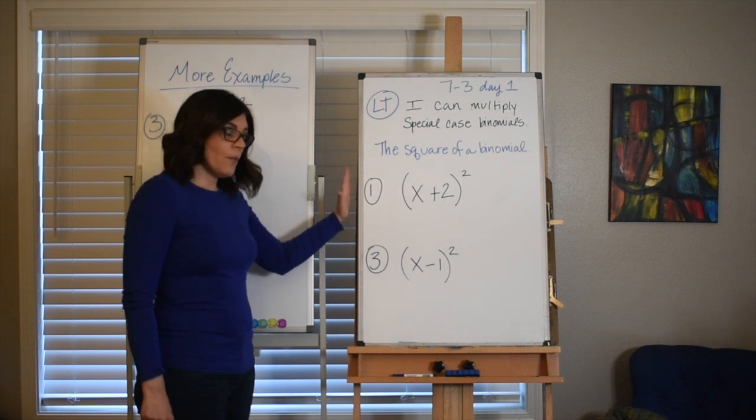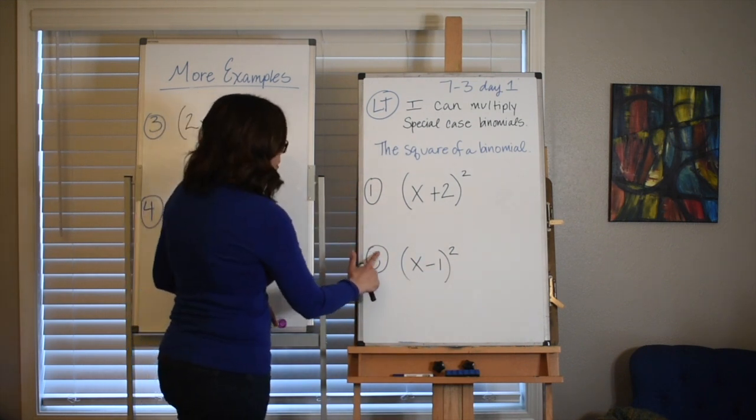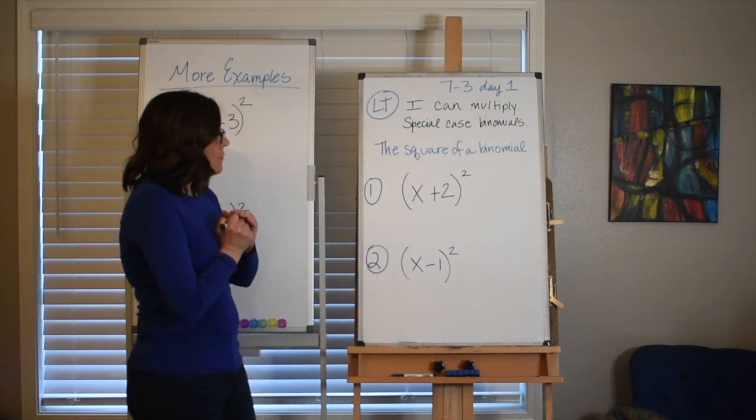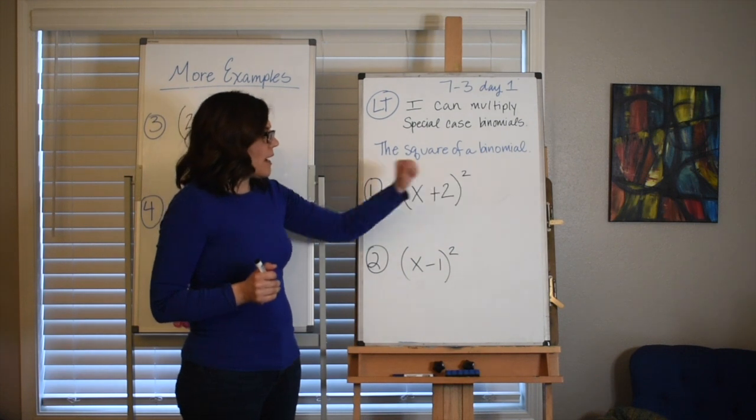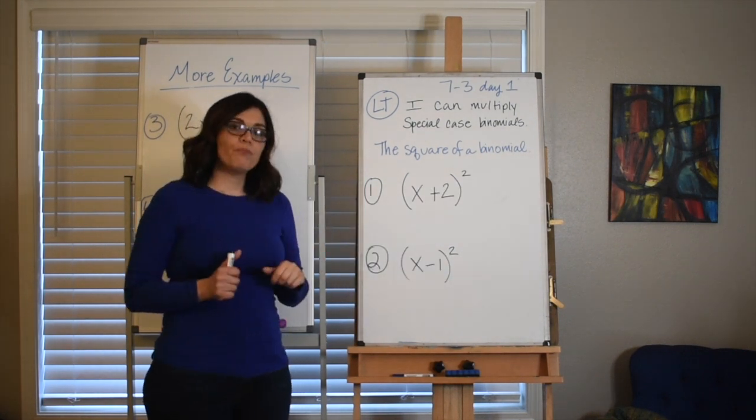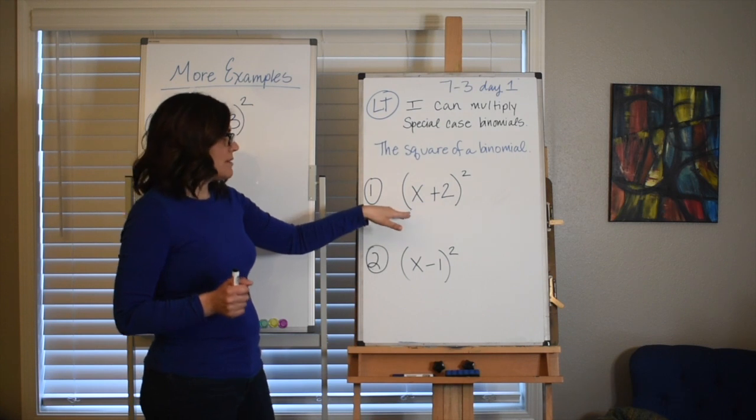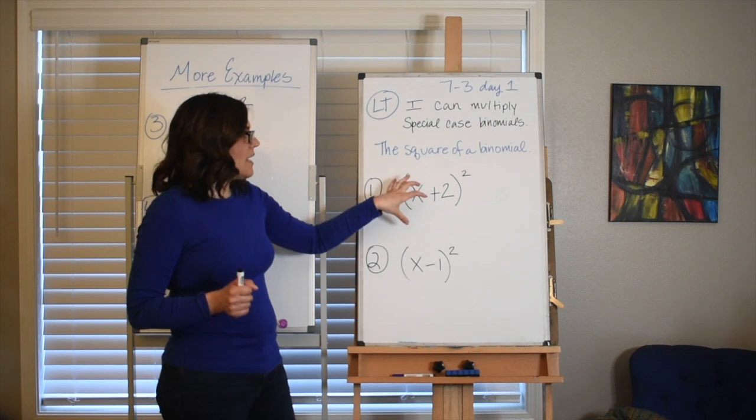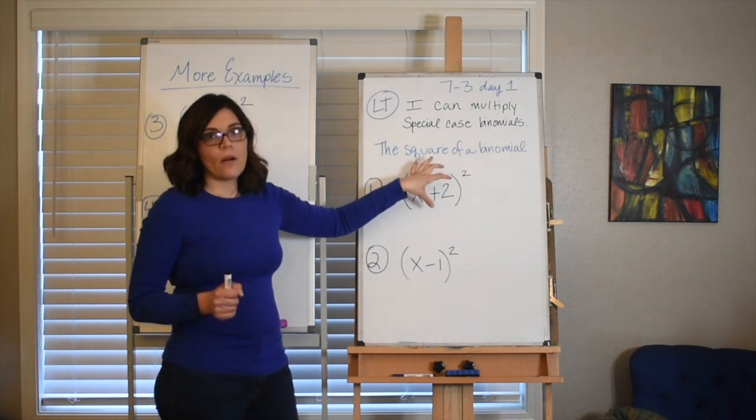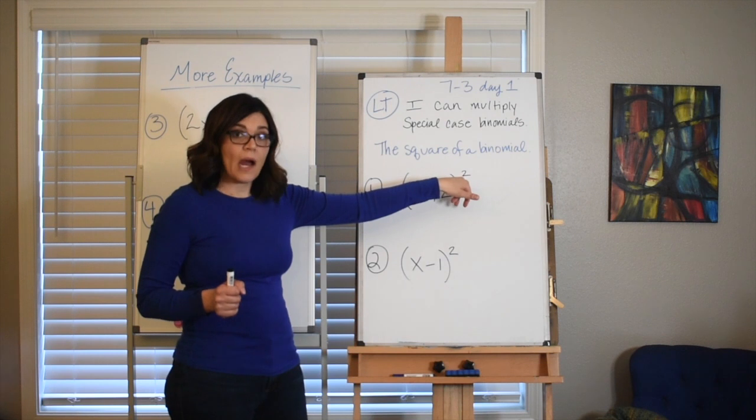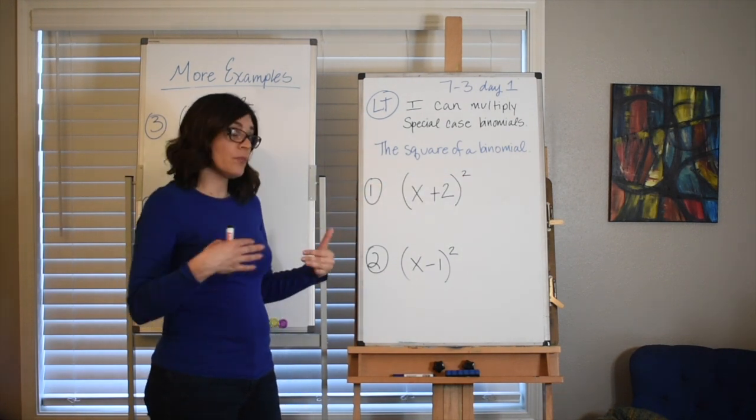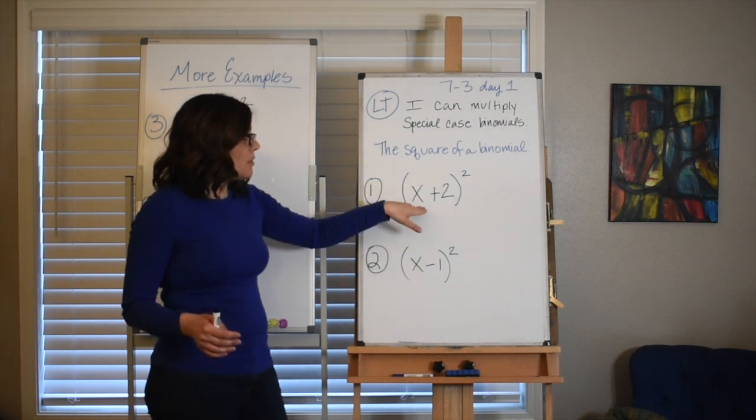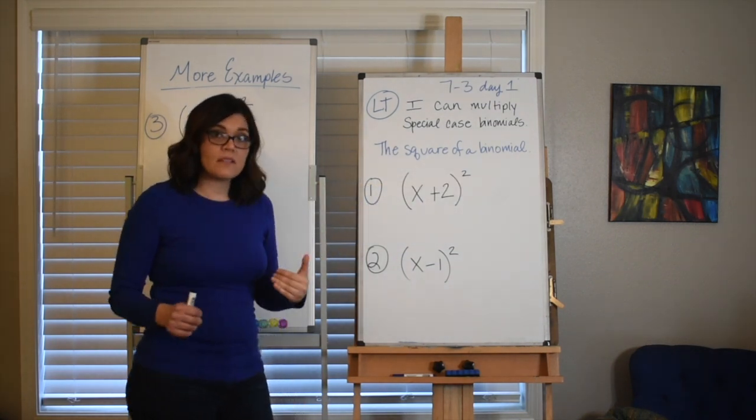So I want you to write these two problems down. This is not problem 3, this is problem 2. And write down x plus 2 squared and x minus 1 squared. What you need to remember is that when we're raising something to a power, we're saying everything that's being raised to that power is multiplied by however many times this power is. It could be 3, and I would multiply that times itself 3 times. But here it's just saying squared, so I'm going to multiply this binomial times itself.